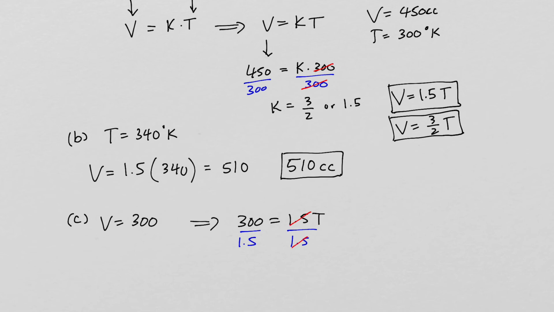And when you do this, you can solve for T. T is equal to 300 divided by 1.5, which is 200. So what that means is the temperature will be 200 degrees Kelvin when the volume is 300 cubic centimeters.